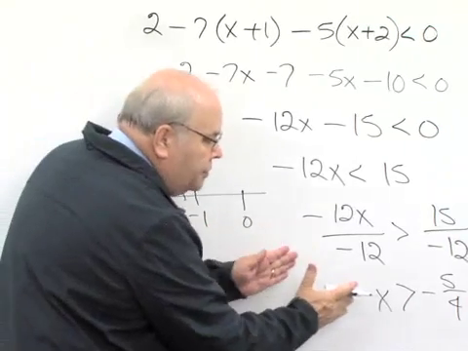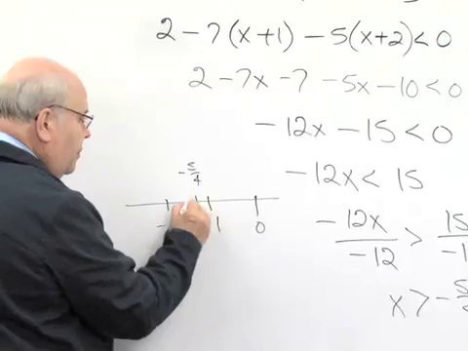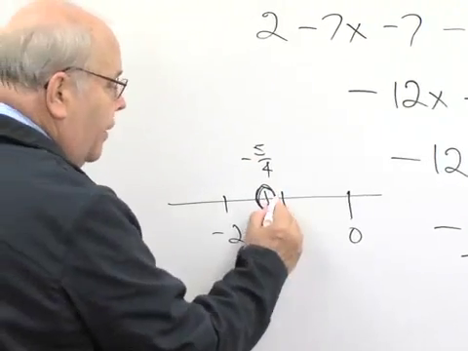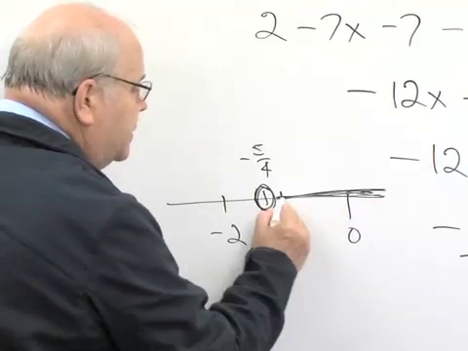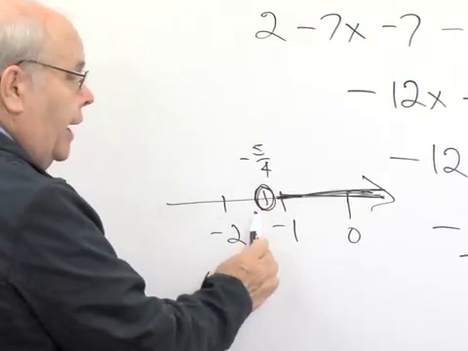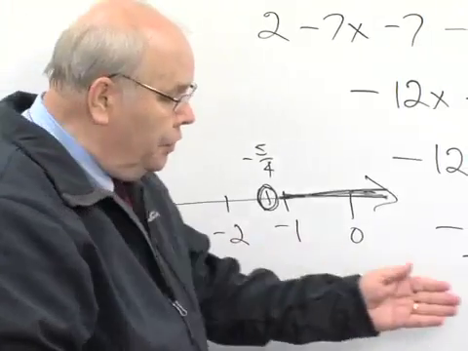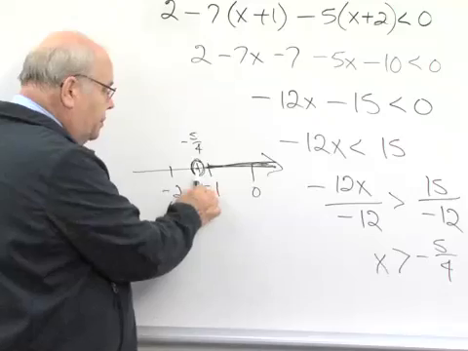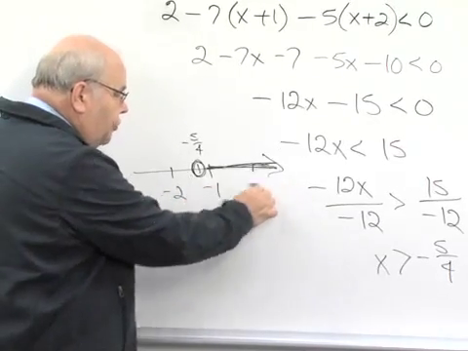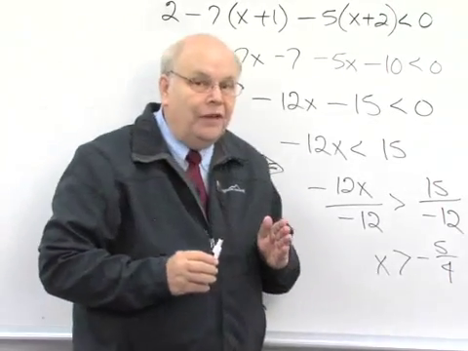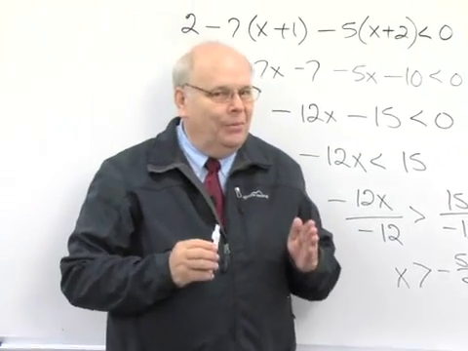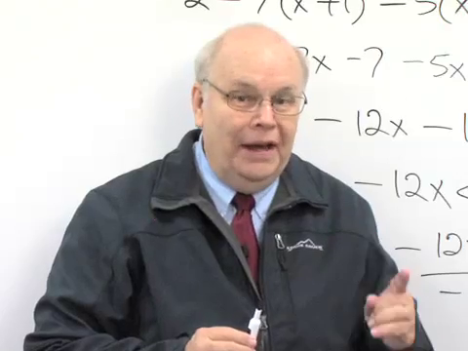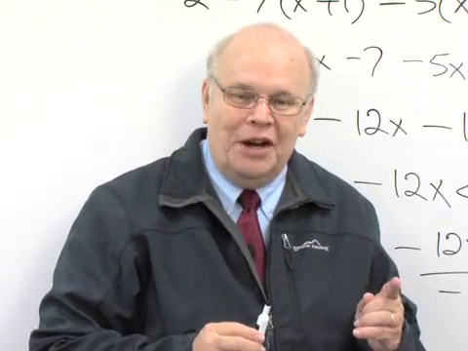We want all the values of x larger than that, so we put an open circle there. That indicates you don't include the point minus 5/4. You only include all these numbers on the number line to the right of minus 5/4. So the solution is x is greater than minus 5/4. The graph is the open circle, and we shade this region to the right of the open circle. Solving inequalities is important, but the most critical hint is to remember if you divide both sides of an inequality by a negative number, it reverses the direction of the inequality.